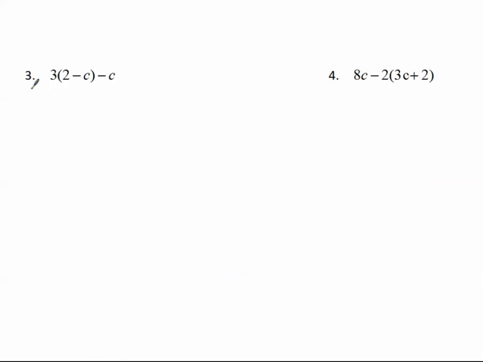Number 3, we have to use the distributive property. Distribute 3 to the quantity 2 minus c. 3 times 2 makes 6. 3 times negative c makes negative 3c. And then we write the rest of the equation that we see, minus c. Now we can combine like terms. Negative 3c and negative c are like each other. Together, that makes negative 4c.